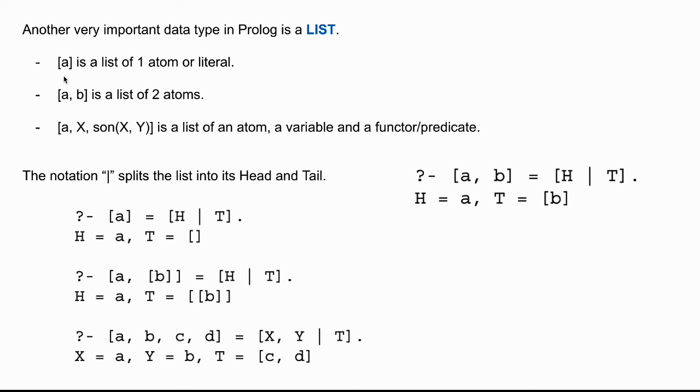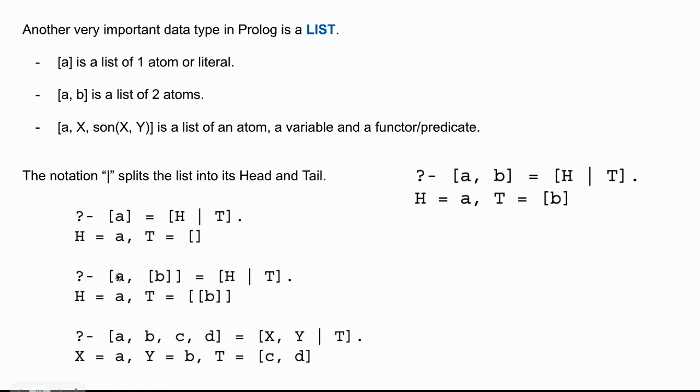When you have square brackets A, this is a list of just one atom, also called a literal. A comma B is a list of 2 atoms. A comma capital X comma sun(X, Y) is a list of 1 atom, 1 variable, and a functor slash predicate. A very useful notation in Prolog is this straight vertical line. What this does is that it splits the list into its head and its tail. If you write A equal to square bracket H vertical line T, it will assign A to H and T will become an empty list.